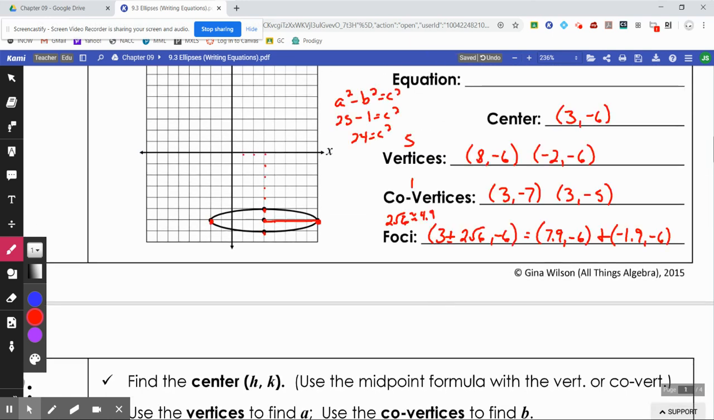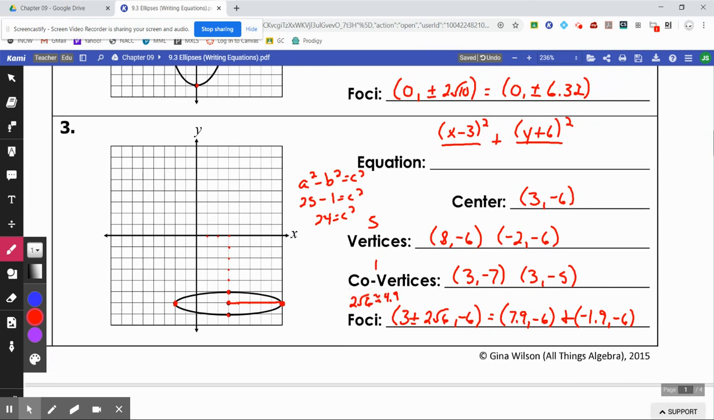Oh, and I don't know if we finished our equation. So since this is a horizontal major axis, the 5 will go under the x. So 5 squared will be 25. 1 squared will be 1, and that's equal to 1. There's your equation.